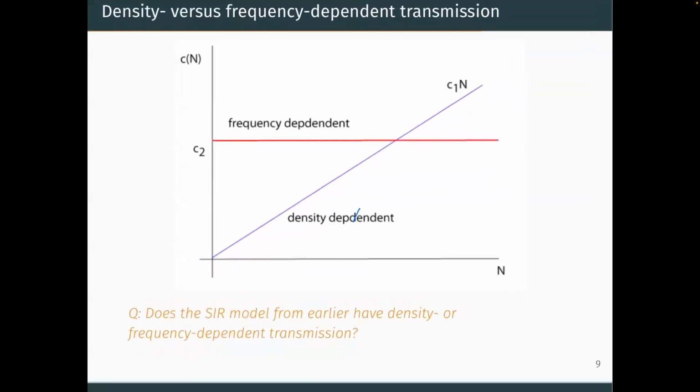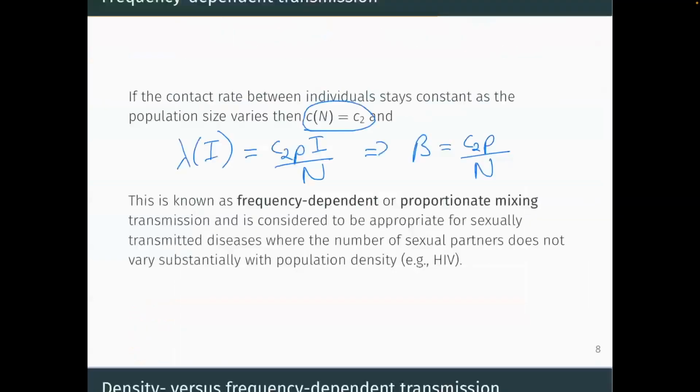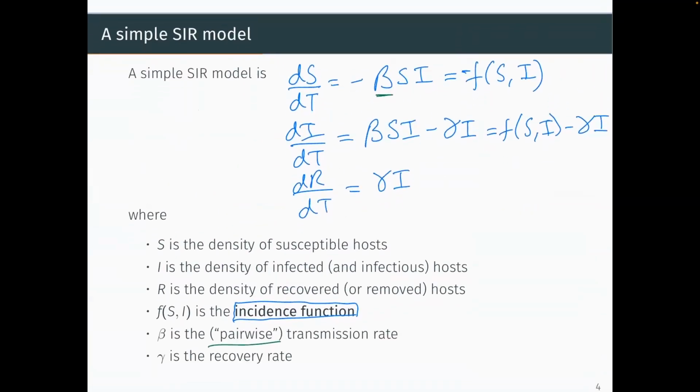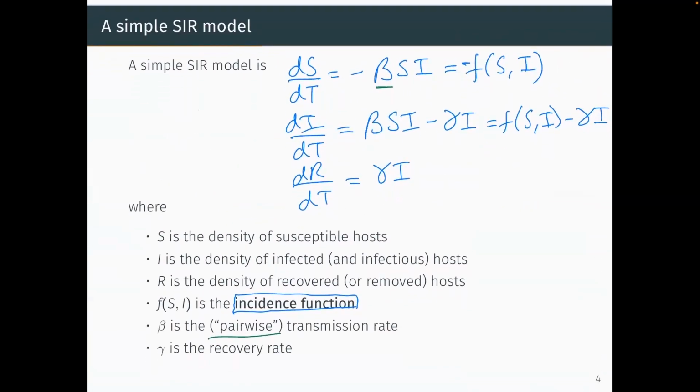So just to check you've been listening. Does the SIR model from earlier have density or frequency dependent transmission? If I go all the way back to here, is this density or frequency dependent transmission? Someone who doesn't usually answer. Density. Density, thank you. It would be frequency dependent if this was divided by N, like this. Okay.